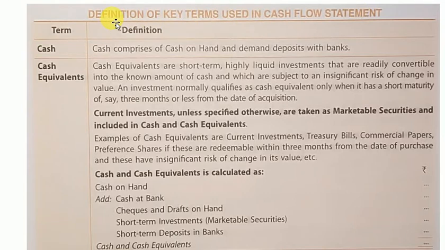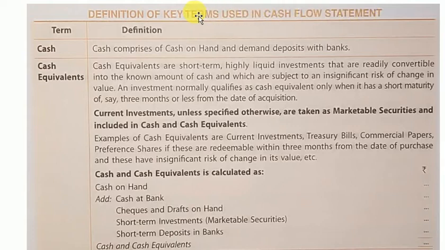So this is the definition or key terms used in cash flow statement. I have taken this clip exactly from your textbook. This is given as it is in your textbook. I think it's given on page number 5.3 in chapter 5 of your textbook, Analysis of Financial Statements. So, in your book also, you should be marking this as very important.